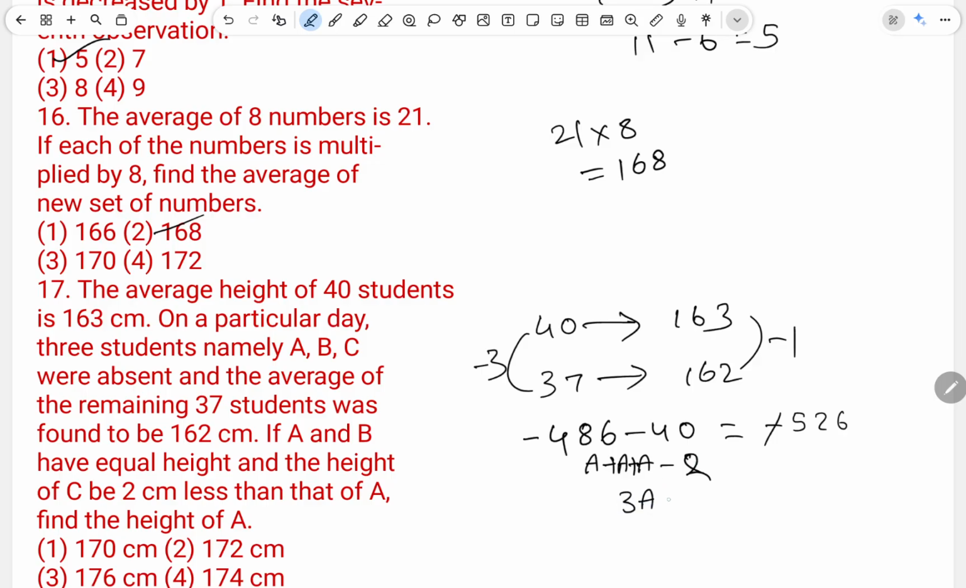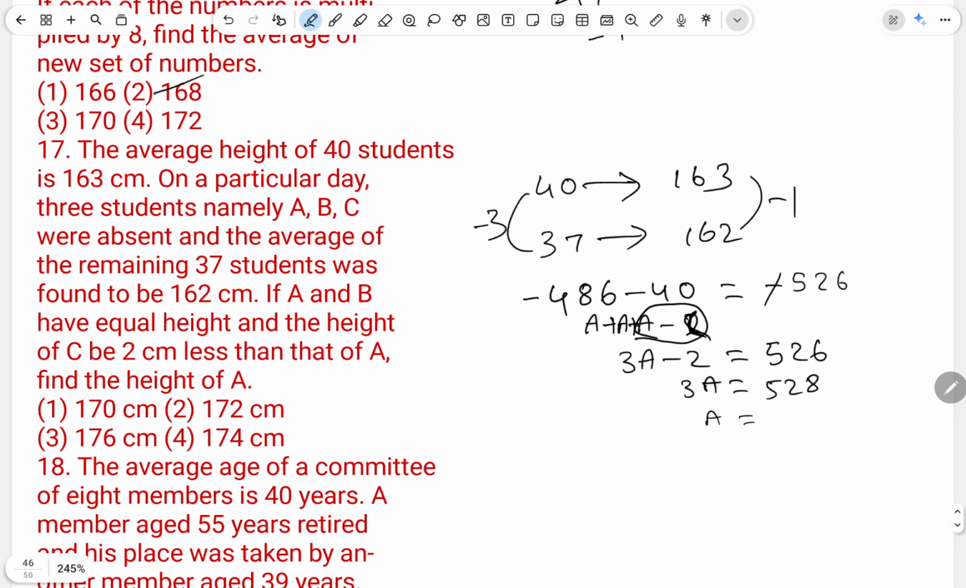3A minus C. See, actually this A minus C, this must be 2. So 3A minus 2 is equal to 526. Then 3A is equal to 528. Then A is equal to 528 by 3. 3 ones, 3 sevens, 6.